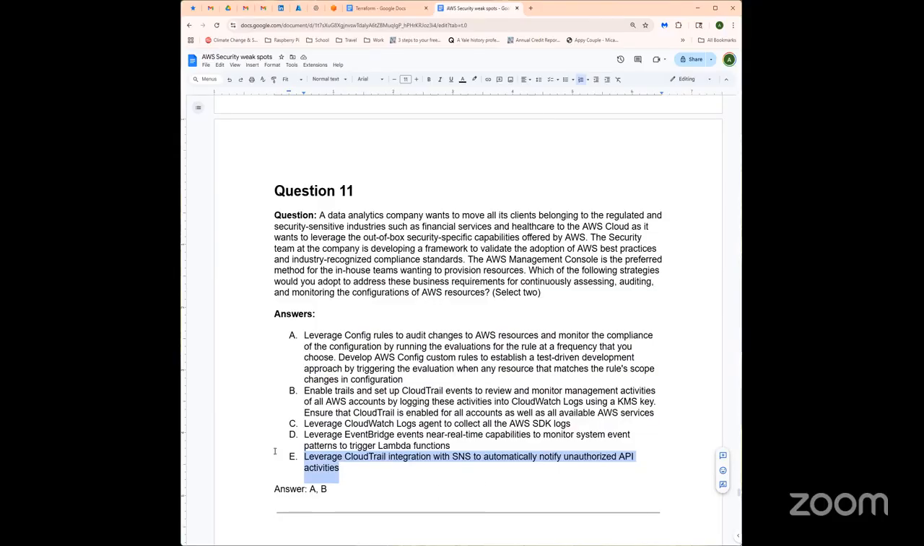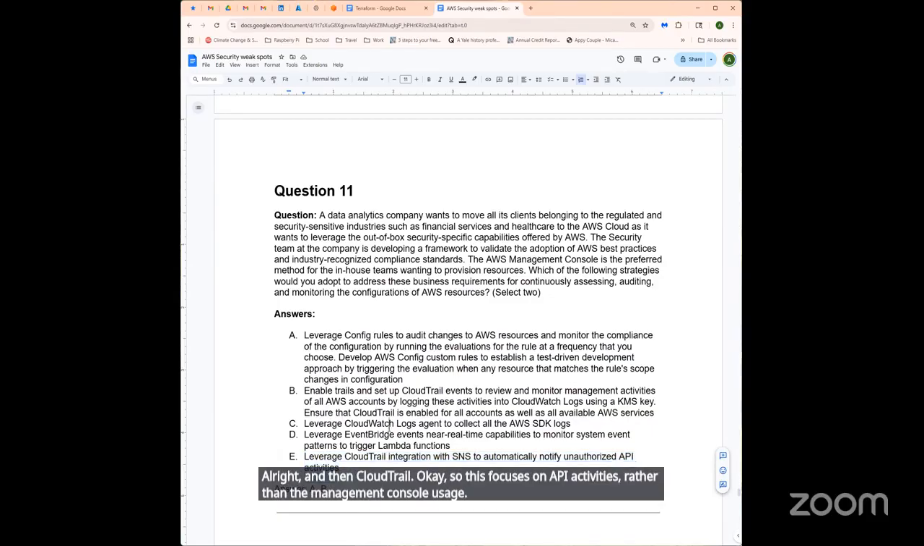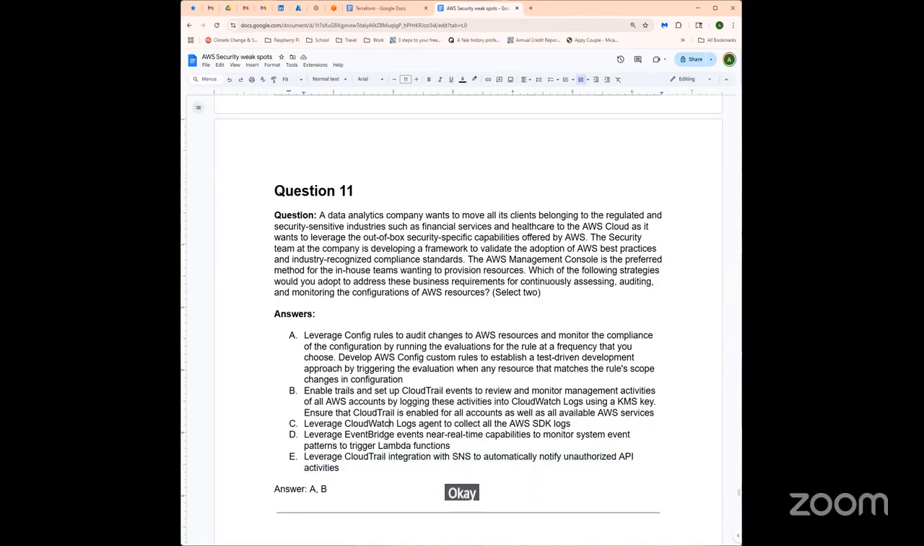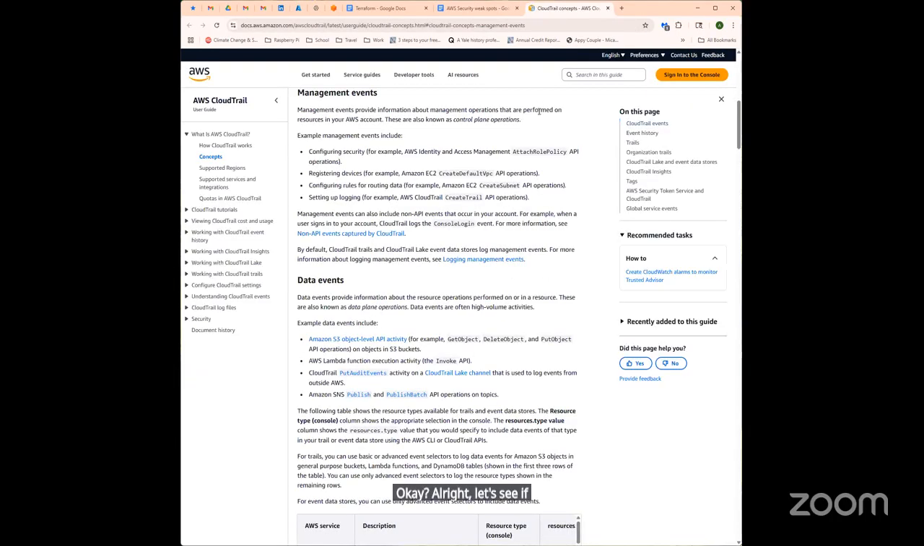All right, and then CloudTrail. Okay, so this focuses on API activities rather than the management console usage, okay? All right, let's see if we can get some documentation up here. So here's where we have all of this.